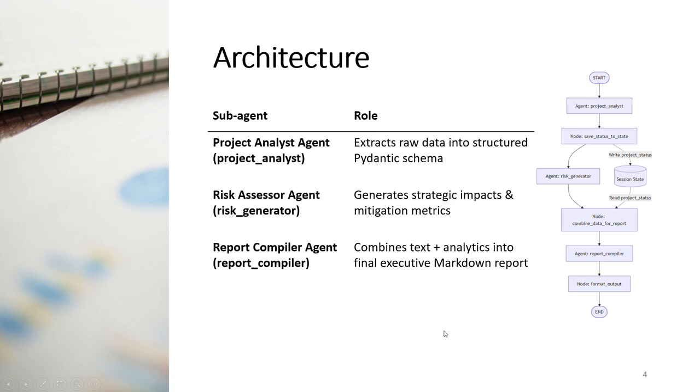So what does this agent look like? This agent is comprised of 3 sub-agents: a project analyst agent that extracts the raw data, a risk assessor agent that generates strategic impacts and mitigation metrics, and a report compiler agent that combines text into a final executive markdown report.